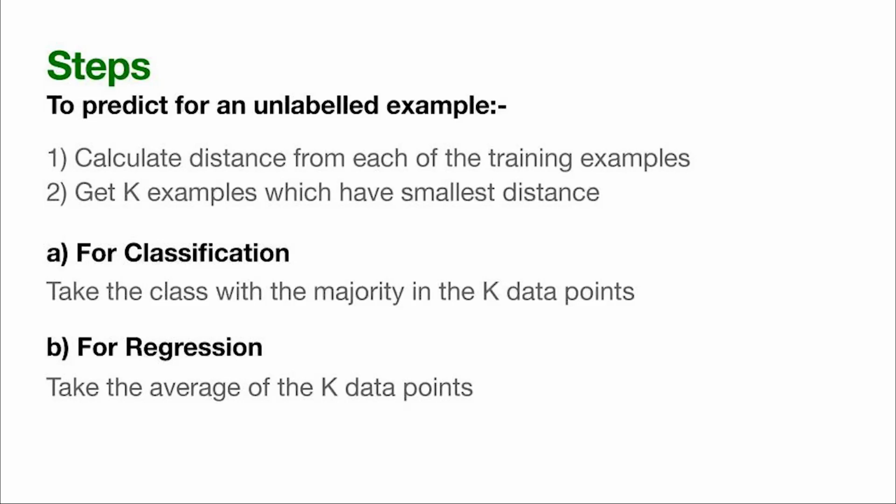Now for classification, you have to take the majority vote. So for example, k is equal to 5, that is, you have 5 examples, and you have 3 examples of class A and 2 examples of class B. Then class A has the majority vote and your prediction will be class A. Now, if you are doing a regression problem, then you take the average of the k outputs, the average of the k data points, and that will be your answer in that case.